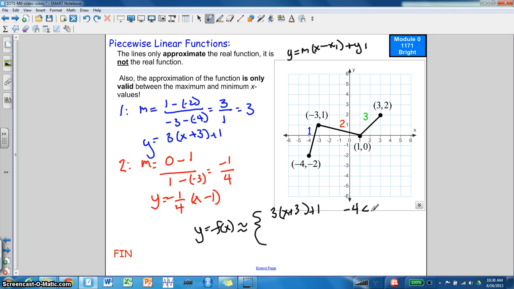I'm just going to use less than signs for now, and we'll go back and have the inclusion signs in a minute. And then the second branch was -1/4 times x minus 1, and that is on the domain from -3 to 1. And that last line, you should do this on your own, and you should get 1 times x minus 3, plus 2, and that'll be on the domain from 1 less than x less than 3.